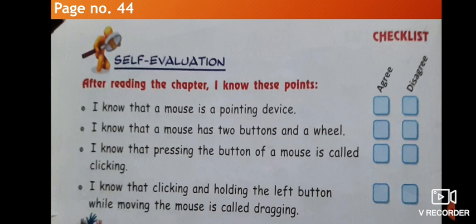So children, now we are done with this chapter. It's very easy. So your homework is to read the chapter one more time, and you have to do this agree disagree exercise by yourself. Read the chapter one more time and then read these sentences one by one and tick one of the boxes. All right, so this is your homework.